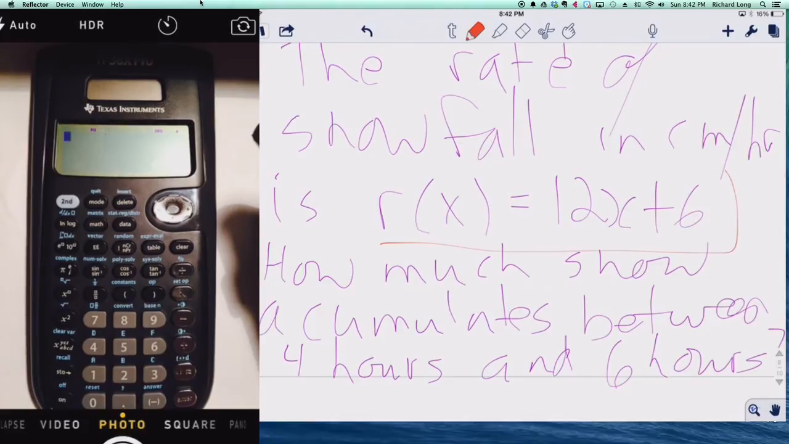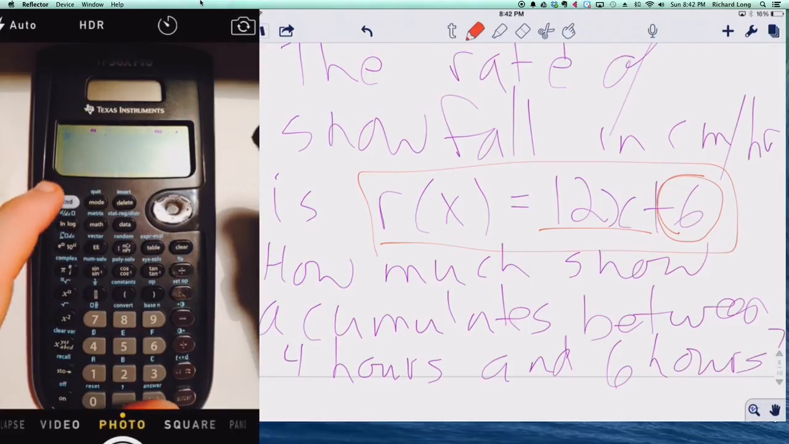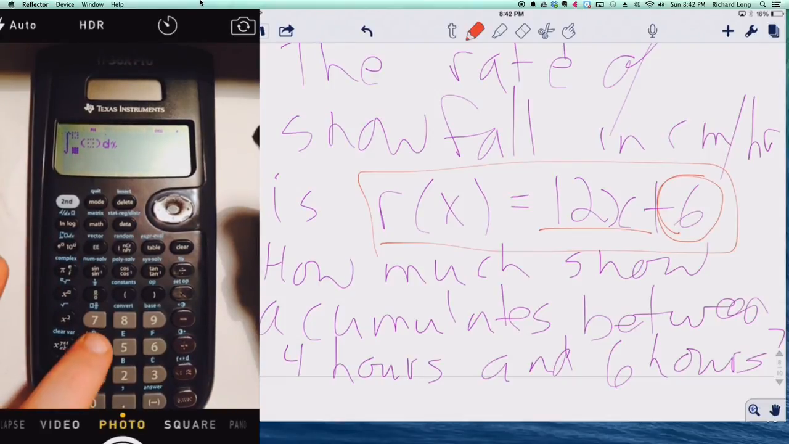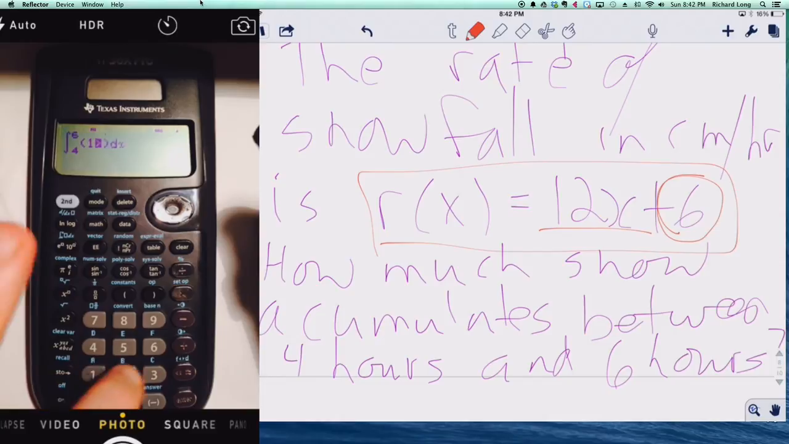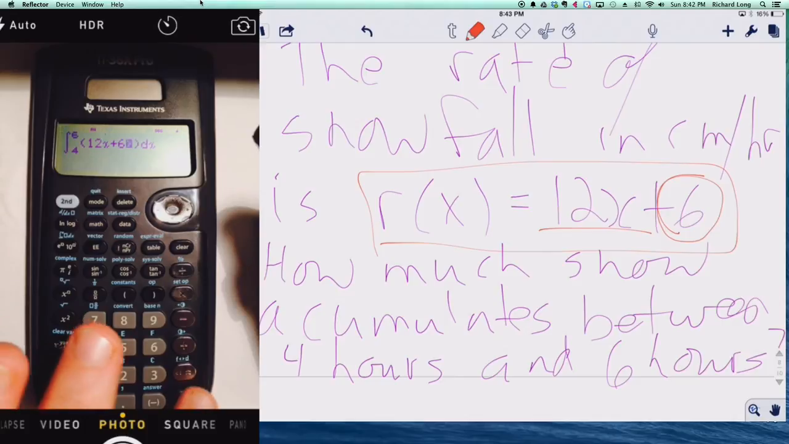So the snow starts coming down at 6 centimeters an hour, but it grows by 12 centimeters per hour every hour. So let's look at this. If again you go from the second button and you go down to here, this is an integral between the lower and higher limits, so between 4 hours and 6 hours, and the function is 12x plus 6. dx means I'm integrating with respect to x, so that's how much accumulates if the rate function is 12x plus 6. And I hit enter, and it's 132 centimeters of snow.